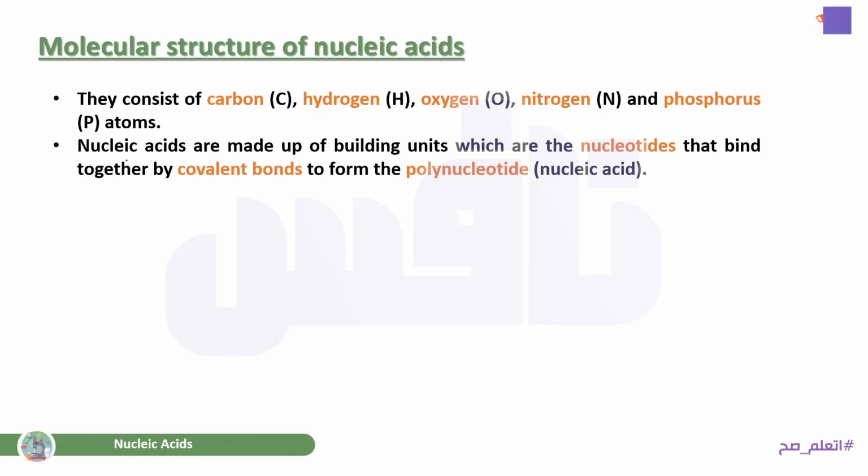So nucleic acids are made up of building units which are the nucleotides that bind together by covalent bond. Not any different bond, just a plain covalent bond, to form the polynucleotide. If I say many nucleotides next to each other, poly meaning many, I can call nucleic acids by another name: polynucleotide. So now I want to focus on the structure of these nucleotides. I want to see the structure of one nucleotide.